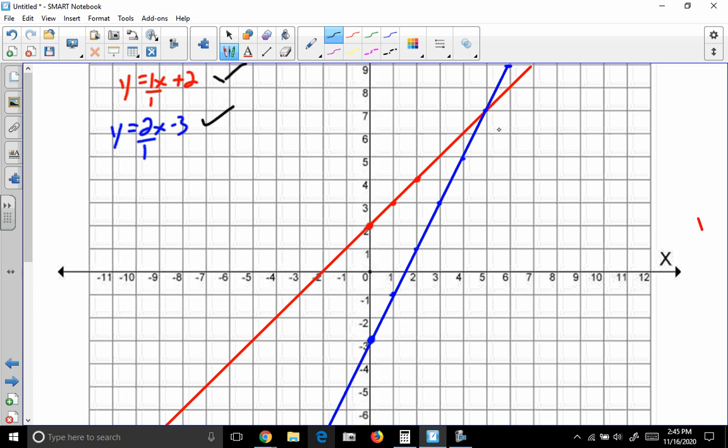So looking at our graph, let's notice this point is on the red line, but it's not on the blue line, so that's not a solution. This point is on the blue line, not the red one, so that's not the solution. This point's on neither, this point's on neither. But if we look specifically right here, that point's on the blue line, which means it's a solution.